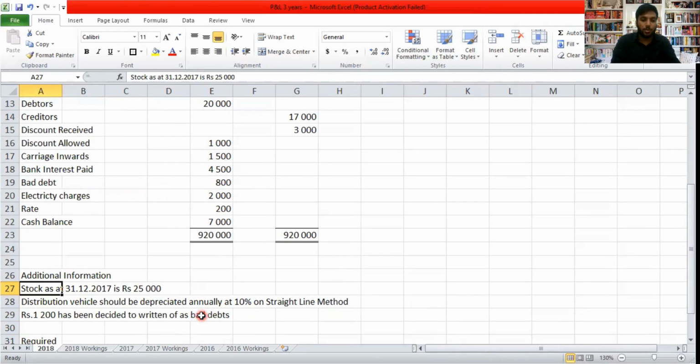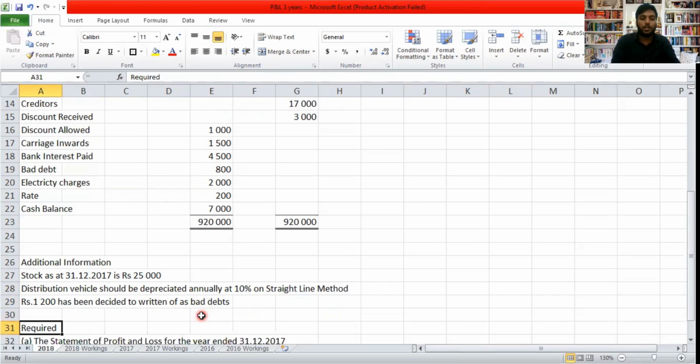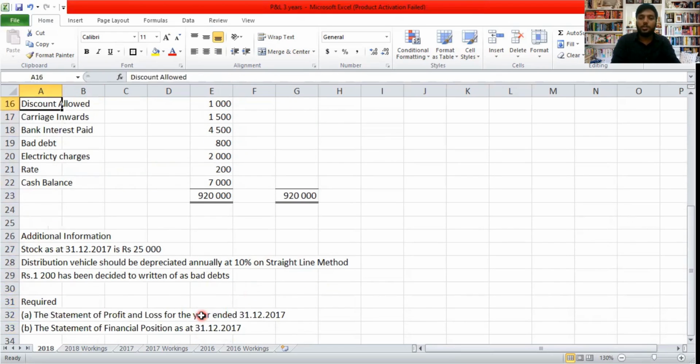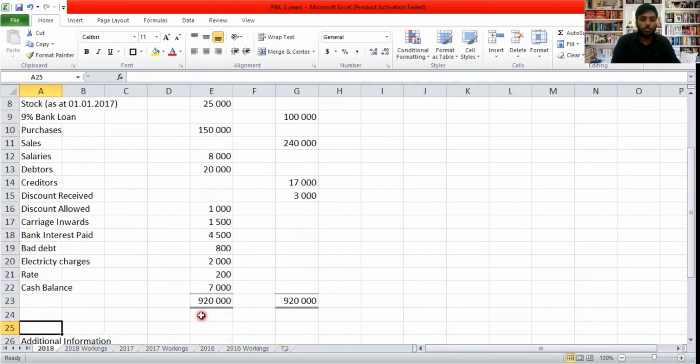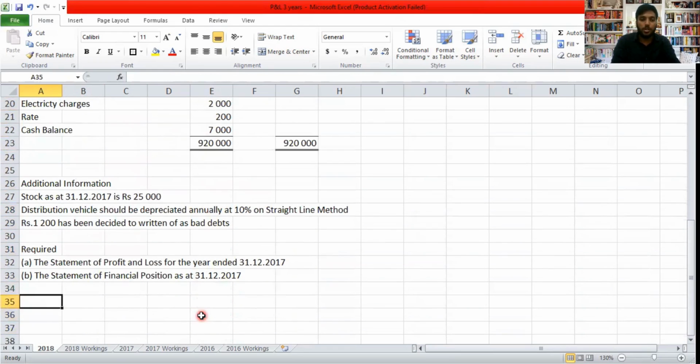Stock as at 31st 12 2017 is rupees 25,000. Distribution vehicle should be depreciated annually at 10% on straight line method. 1,200 has been decided to be written off as bad debts. So it's your wish to start from top to bottom, but I always start from the bottom because it gives me a clear understanding of where to start and where to stop the sum.